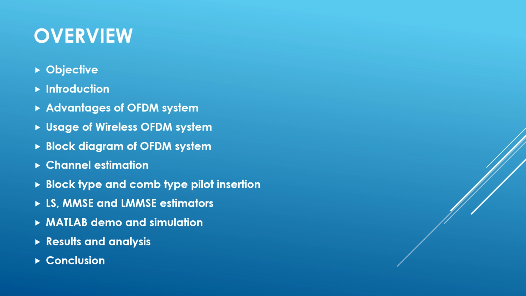So I'll be starting with the objective, followed by the introduction about the OFDM system. That is followed by the advantages of the OFDM system, and then I'll discuss the usage of the wireless OFDM systems in various domains, and later I'll present a block diagram describing the OFDM system and explain step by step about the OFDM system's modulator and demodulator.